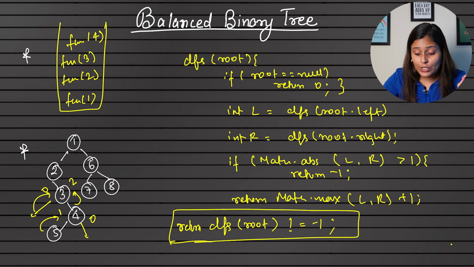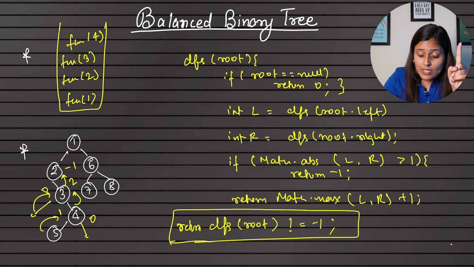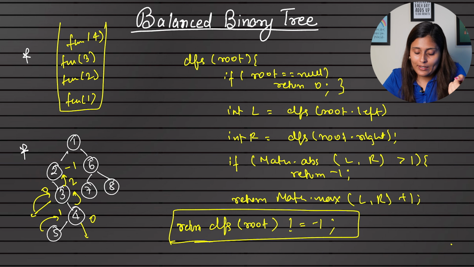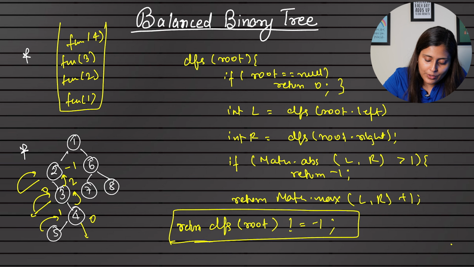Yes. Listen to it very carefully. So we will return minus 1. So 3 will return minus 1 instead of 2. So listen. 2's right has returned minus 1. 2's left has returned 0 because it was not there. So 2's left has returned 0.